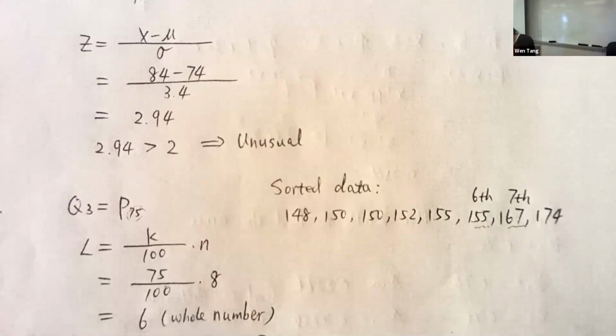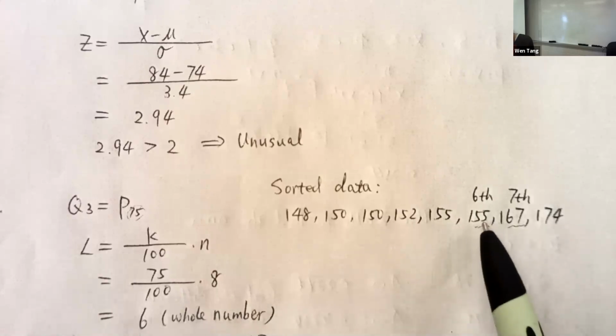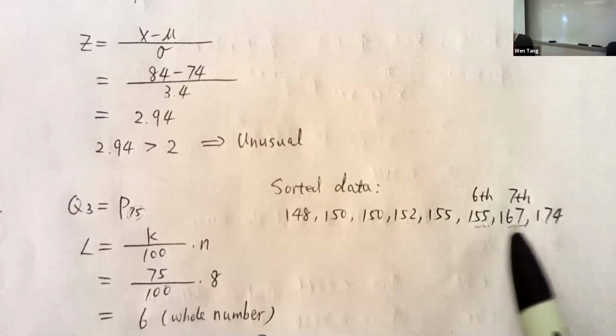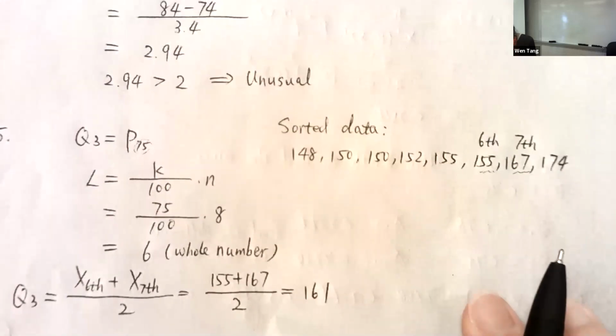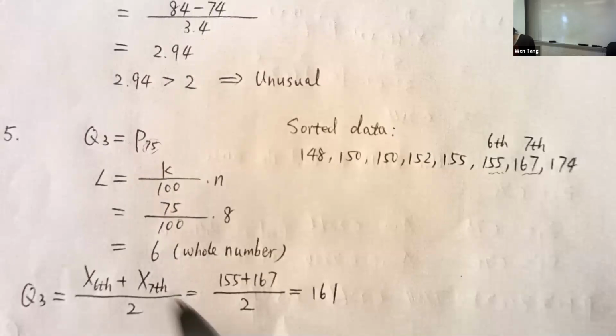If L is a whole number, we're gonna check 2. 6 and the 7th. Which one is the Q3 or P75? We're going to say the mean value of these two is just the Q3. So here we will check two values since L is a whole number. So we check the 6th and 7th, and the mean of these two values is our Q3. So here it is 161.